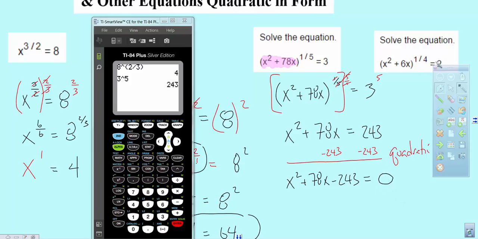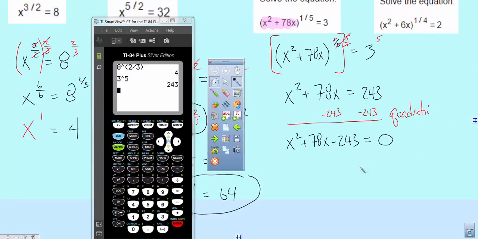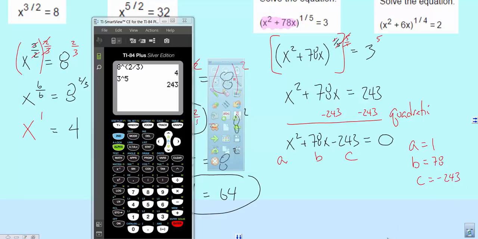So now I have x squared plus 78x minus 243 is equal to 0. And we're in the beautiful form now. Beautiful, I say. We're in the form now where we can use the quadratic formula. You could definitely guess and check. You could use bottoms up, but I'm going to stick with quadratic formula. So at this point, we know our a value, our b value, and our c value. Our a is equal to 1, our b is equal to 78, and our c is equal to negative 243.